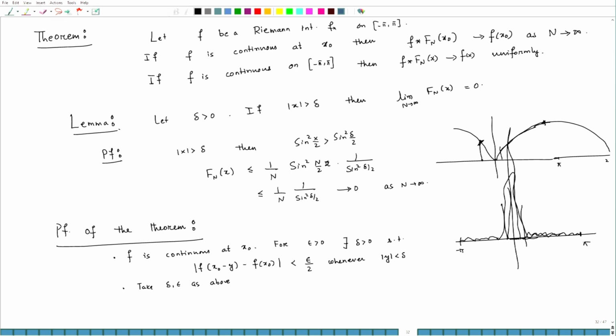because you start with an epsilon, then you get a delta by the continuity, and for that delta from the lemma there exists an n sub naught such that the integral over mod y greater than delta of mod of f n of y dy is less than epsilon by 2 into this, where this is our notation, the supremum over x of mod of f of x, for all n greater than or equal to n sub naught.